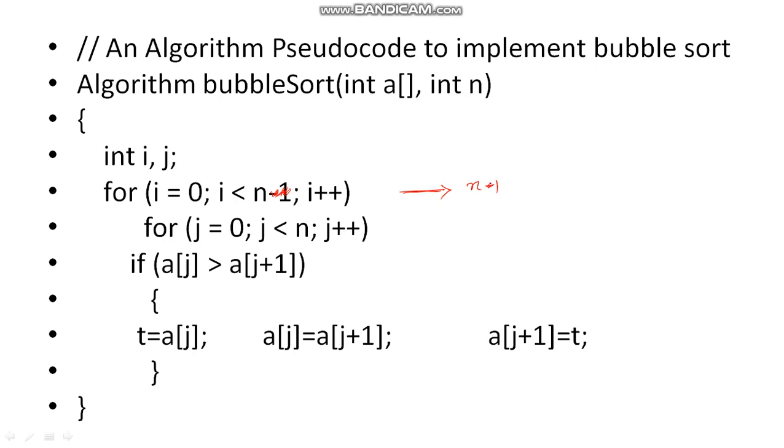Then it will run for n plus 1 times. Why n plus 1 times? For n times, if I am removing this n minus 1 from here, we will discuss what is going to happen if this n minus 1 is kept as it is.